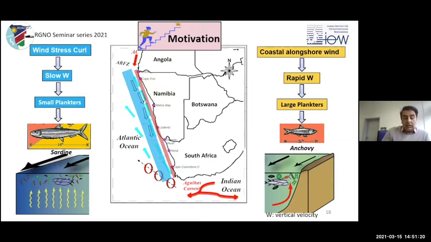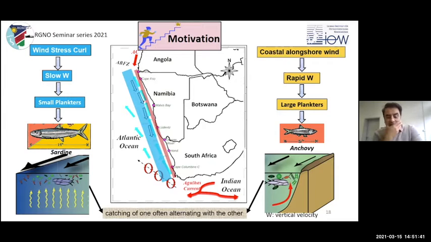They are adaptable to this more limited nutrient environment, and yeah, they are favorable species for sardines. What's interesting is that the catches of sardines and anchovies, most of the time, alternate with each other. I mean, an increase in one is concurrent with a decrease in the other.